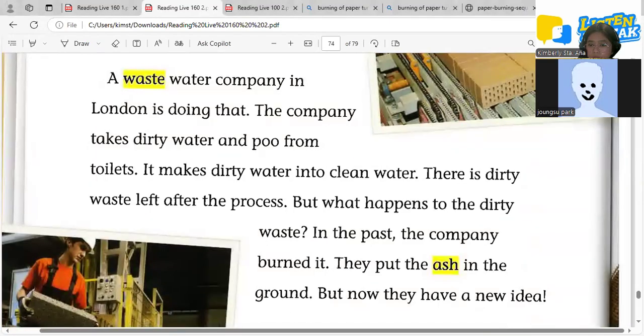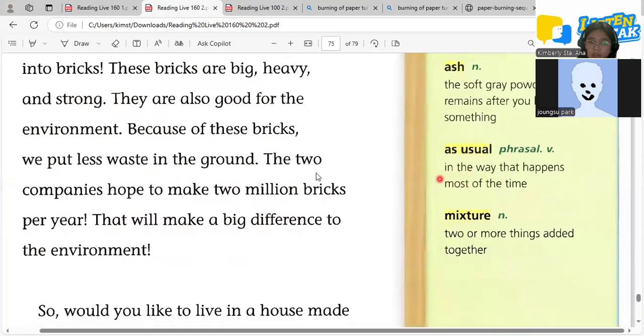We still have a few words left. Okay, this one. Can you read this for me, please? What is this, Jimin? As usual. Okay, so let's read. What is as usual? In the way that happens most of the time. Like it happens all the time. It's the same thing. Like you go to school every weekday, you go home, you do your homework. It's as usual. The same things that you always see or you always do.